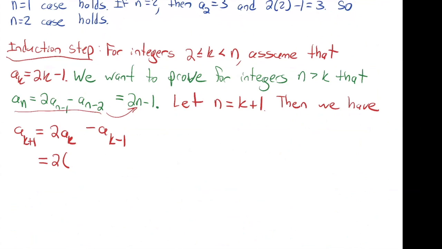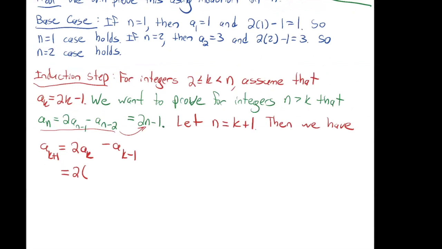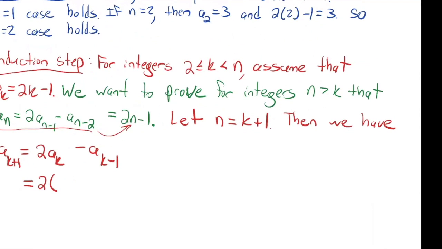Okay, so here we are. We're trying to prove this for the next integer, k plus 1. And so to do that recursively, we need the a sub k element and the a sub k minus 1 element. And we've assumed that this is true for all values of k less than n. And our n is k plus 1, so this is less and this is less. So we can use the induction hypothesis on both of these terms. And the induction hypothesis tells us that we get this over here.